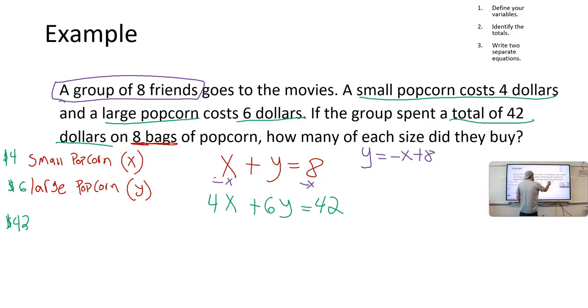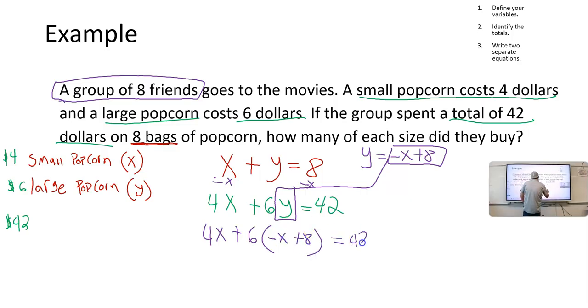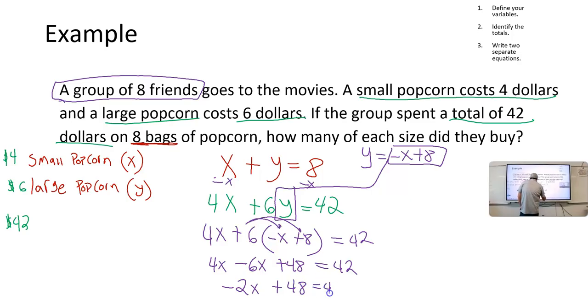So down here, we're going to take this negative x plus 8, and we're going to substitute it in for the y. So we're going to get 4x plus 6 times, so I'm going to use a parentheses, negative x plus 8 equals 42. Let's distribute our 6, and we get 4x, and then here we got a negative 6x, because 6 times negative x is negative 6x. 6 times 8 is 48, equals 42.